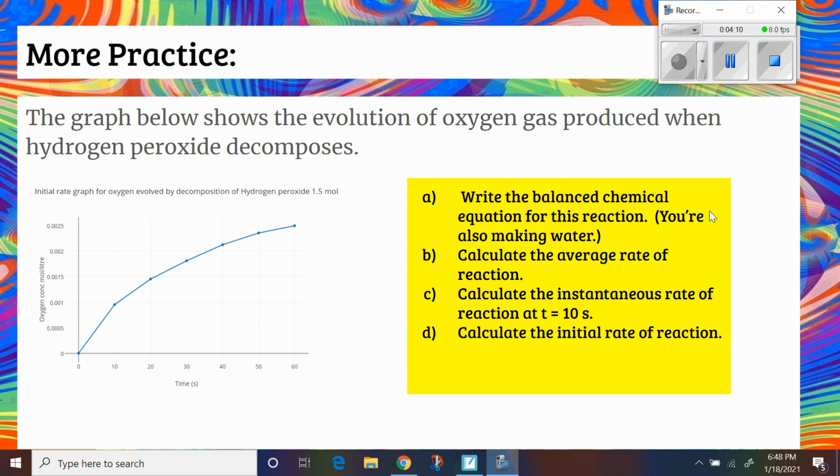Here's going to be our example problem. It says the graph below shows the evolution of oxygen gas produced when hydrogen peroxide decomposes. We're going to write a balanced chemical equation. The other product is going to be water. We're going to calculate the average rate of reaction, which is going to be just the final concentration minus the initial concentration divided by the change in time. We're going to calculate the instantaneous rate of reaction at 10 seconds, and then we're going to calculate the initial rate of reaction. This is a typical IB problem that they would be asking you.